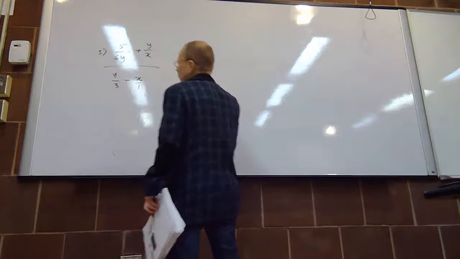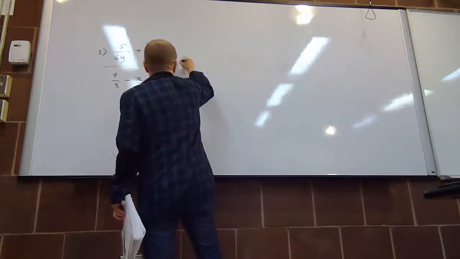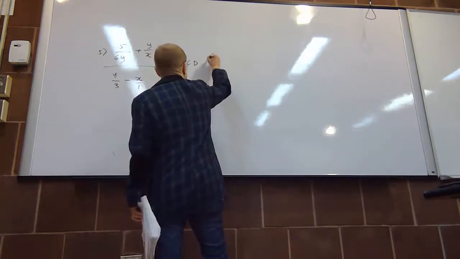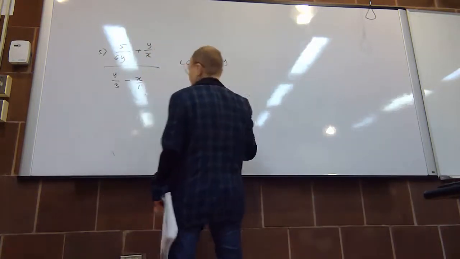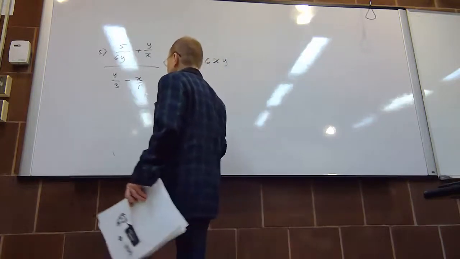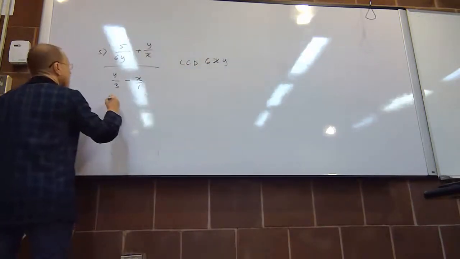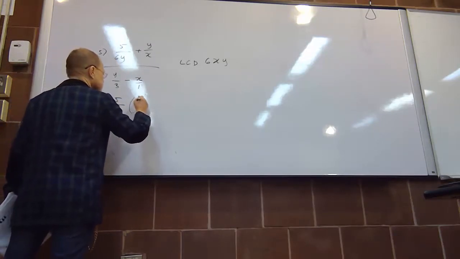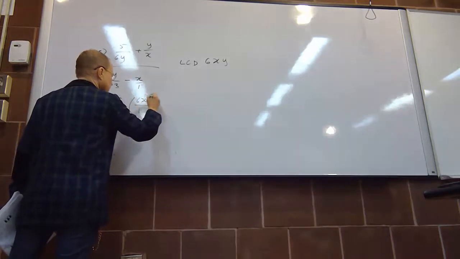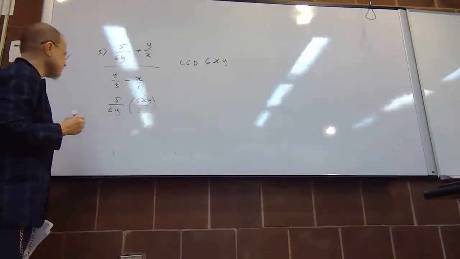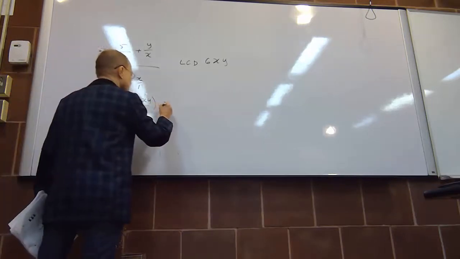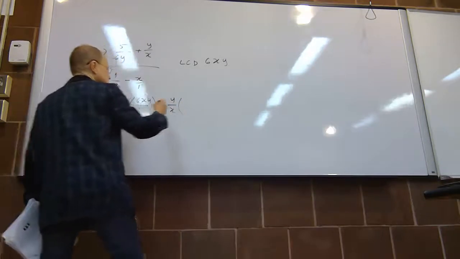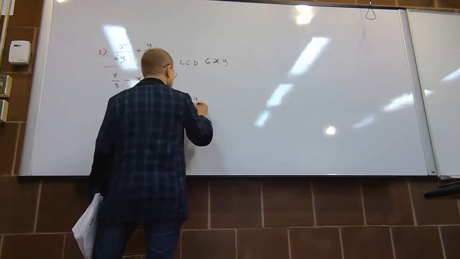So now I'm going to say, well, what's the lowest common denominator here? Well, the lowest common denominator here is 6xy. So now I'm going to rewrite it. So I have 5 over 6y times 6xy over 1. As I say, I put the 1 there to keep things tidy so I don't confuse things. Plus y over x times 6xy over 1.